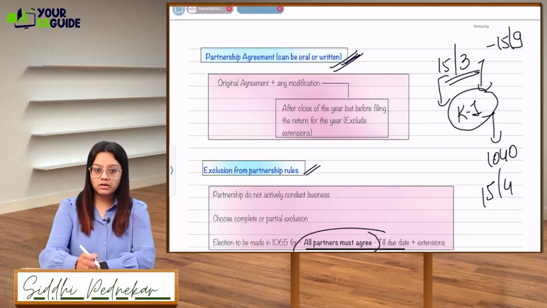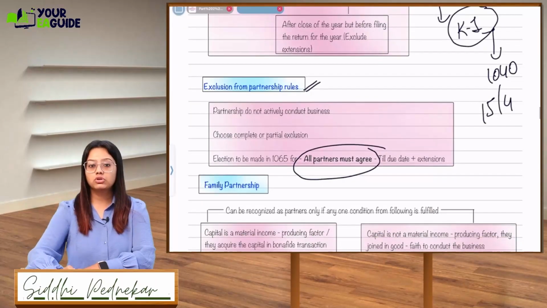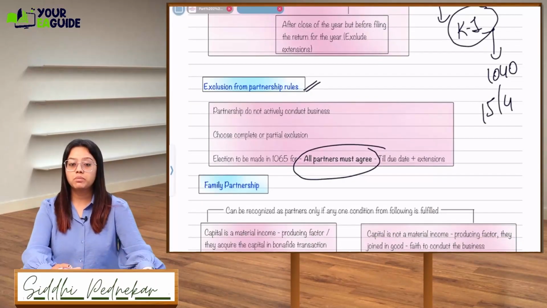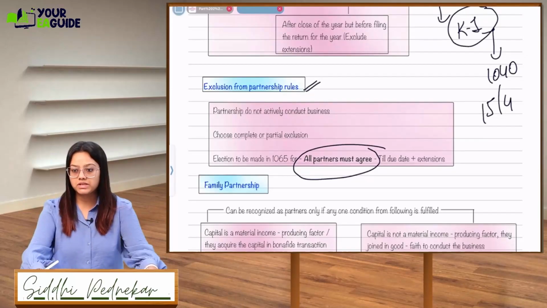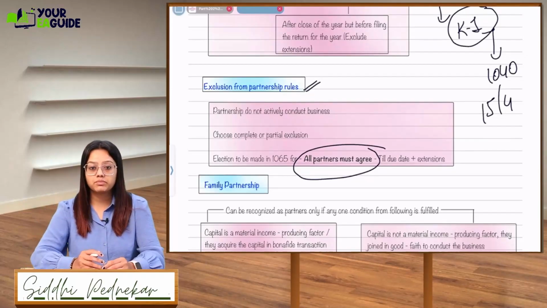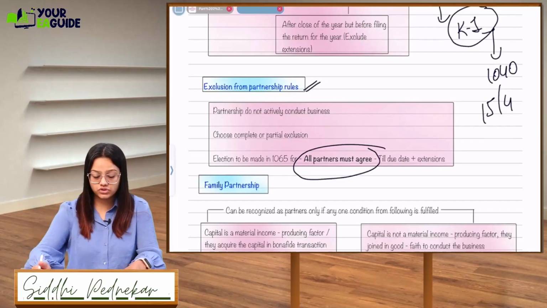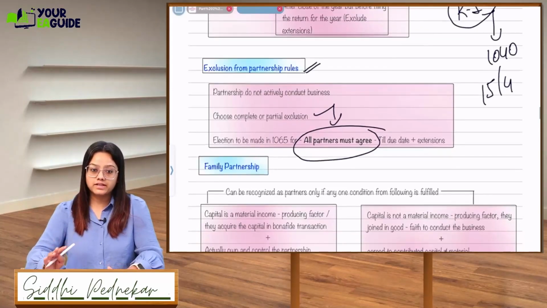Okay, so here the partnership agreement can be modified anytime before the due date, not including the extension. But if you want to exclude from the partnership rules a partnership which is not actively conducting business, right? For them, they can exclude themselves from the partnership rules. They can choose complete or partial exclusion, and that has to be done by all the partners before the due date or extended due date.